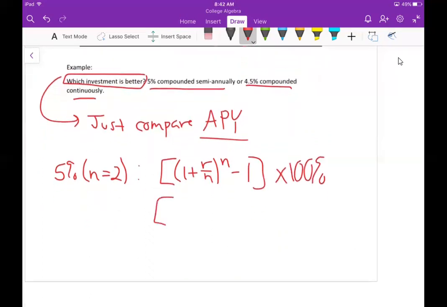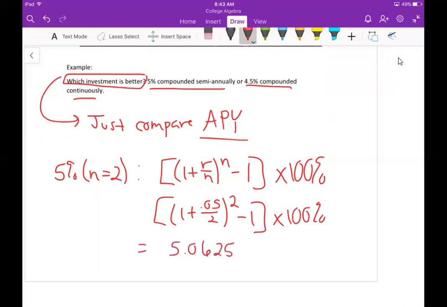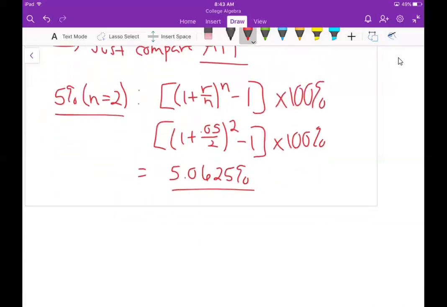Okay, so in your calculator here, you'll have a couple of parentheses. You'll take 1 plus 0.05 divided by 2, raise that to the second power, subtract 1, close your parenthesis, and multiply by 100. You should get 5.0625% for the 5% account that's compounded semi-annually.